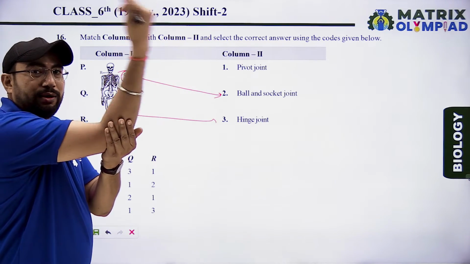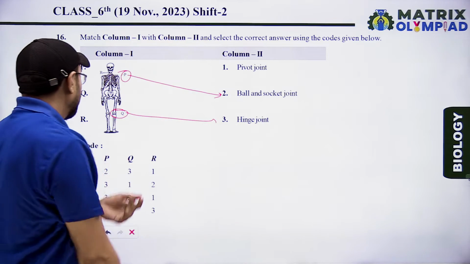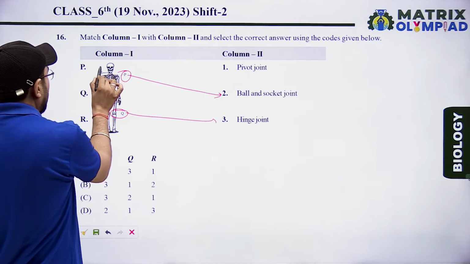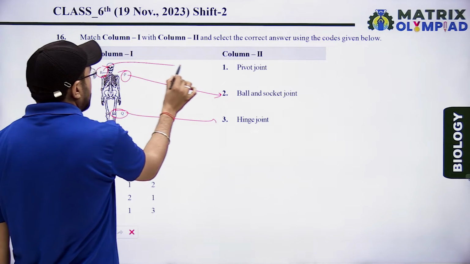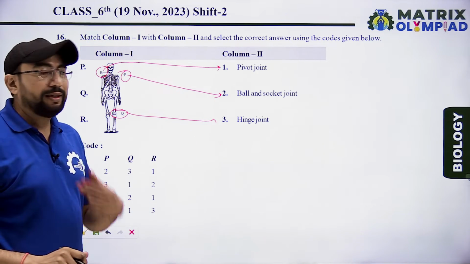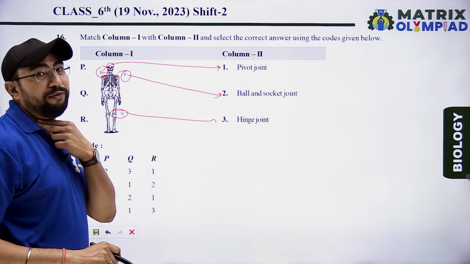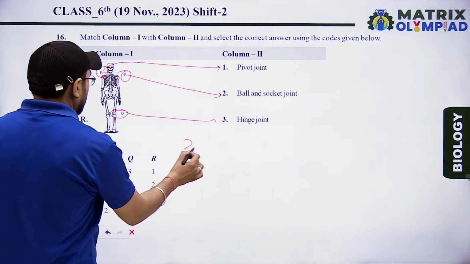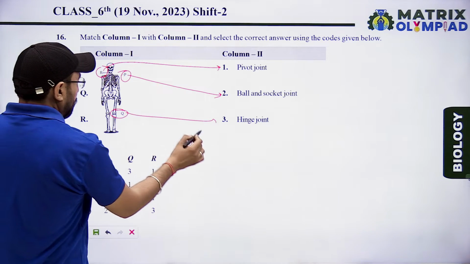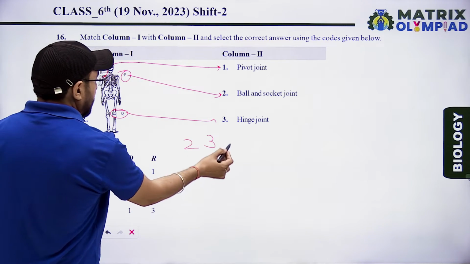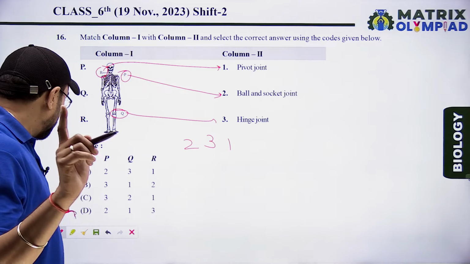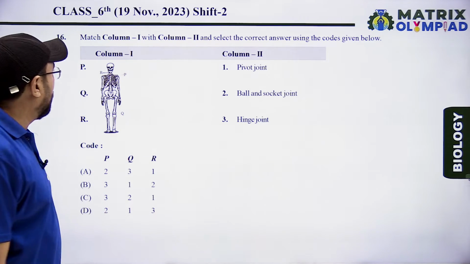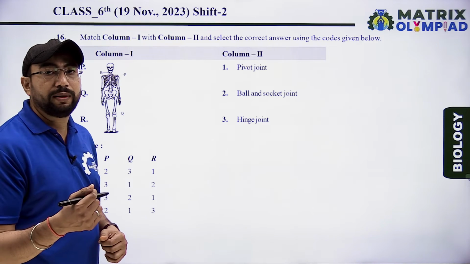It is a hinge joint with only 180-degree movement. So that is right. Q, hinge joint, and R. R is pivot joint. That is this one, pivot joint. P second, Q third, R first. So the right answer for this is 2, 3, 1, A. A is the right answer for the 16th. Next question.